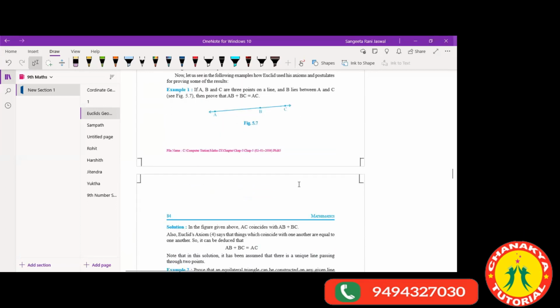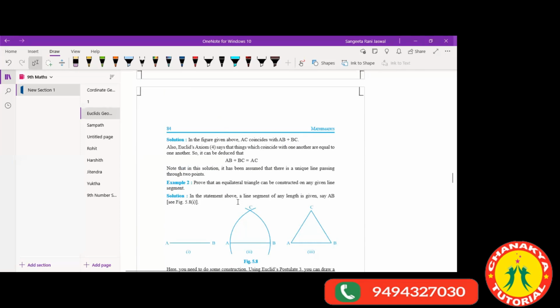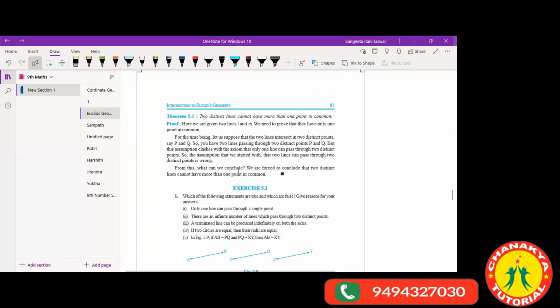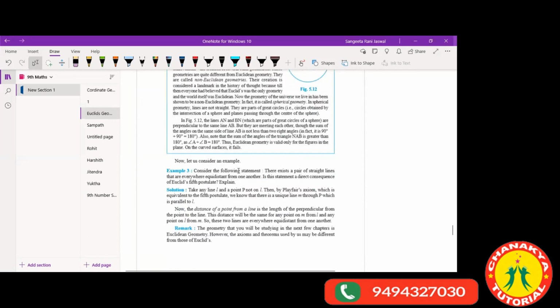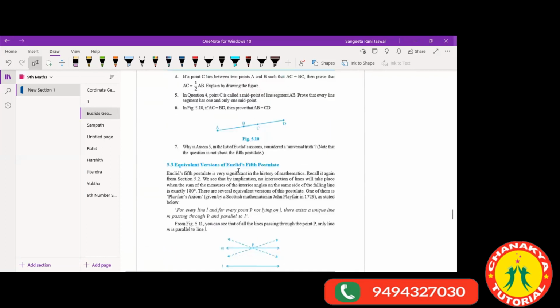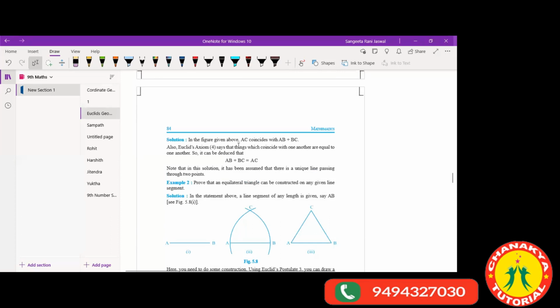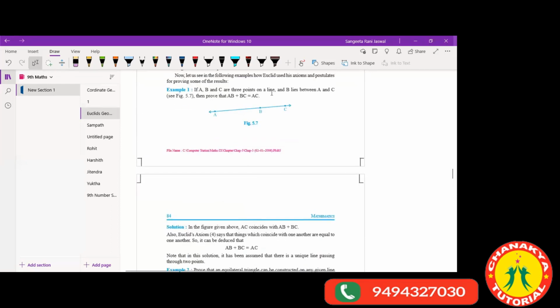This is an example in your book. A, B, C are 3 points on a line. B lies between A and C. Then prove that AB plus BC is equal to AC.